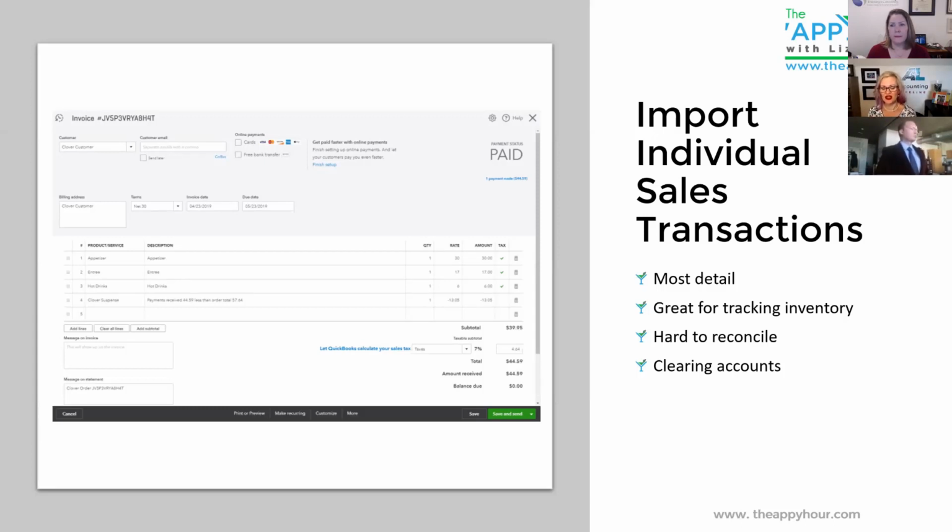This is great for tracking inventory, but this is hard to reconcile. The reason it's hard to reconcile is that every single one of those payments has to be mapped to a clearing account, and you or somebody is going to have to manage that and make sure that every single one of those transactions that equal the batch that actually hits the bank account is cleared. So, it's a lot to manage here. You can do it if you've got the manpower to manage these individual transactions that can be imported in.